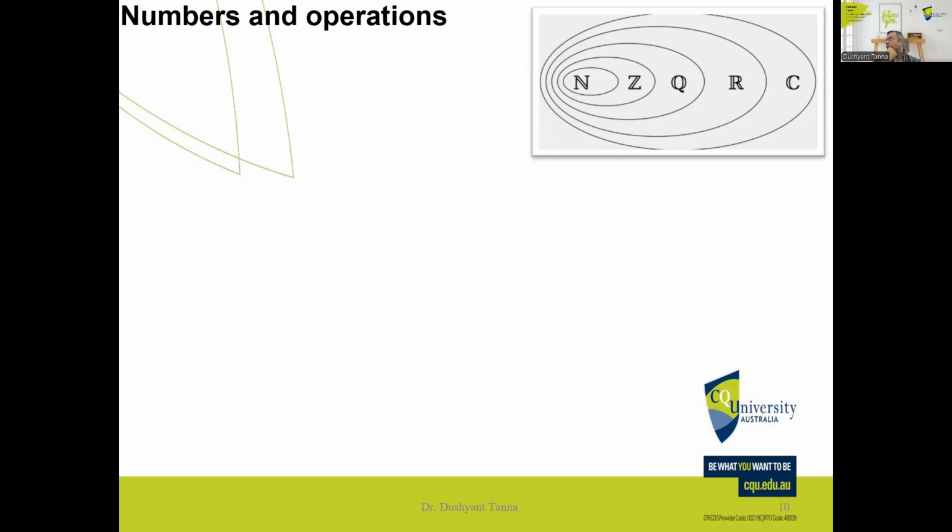What is Z? Z is all of the integers, so anything between infinity and negative infinity, but without fractions and decimals. Yes, true. What is Q? Q is anything like... I can't remember Q. Okay, that's fine. You said rational, right? Yep, the rational number set. Very good.